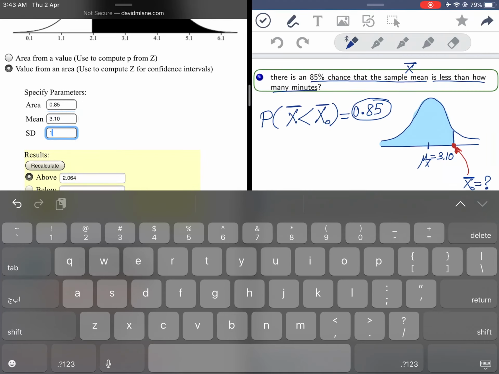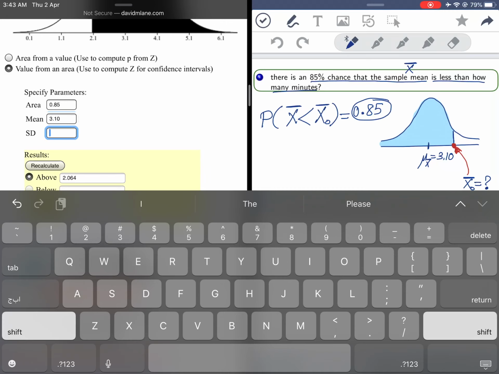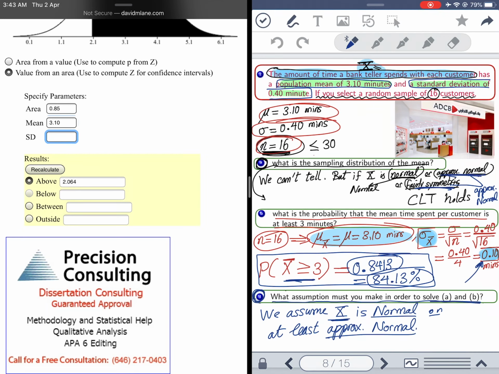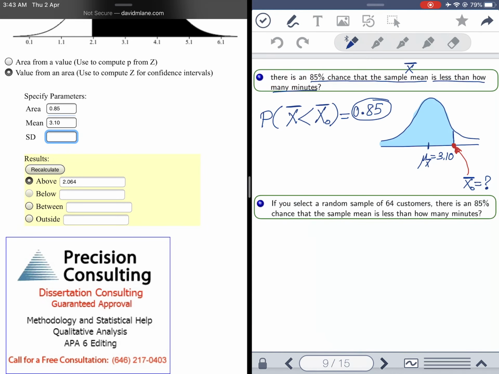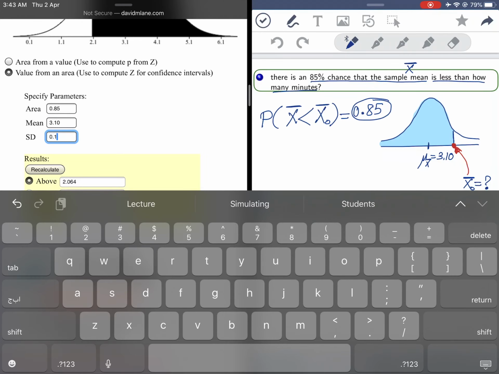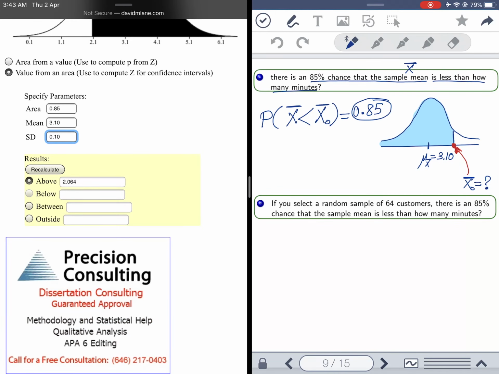And the standard deviation, how much was the standard deviation? I remember it was, because we still have 16, of course, so the standard deviation we calculated here, remember? This one, 0.10. So we will put 0.10. This is the standard deviation of sample means. And you want the area below it to be 85%.